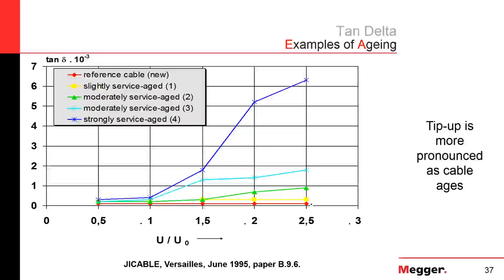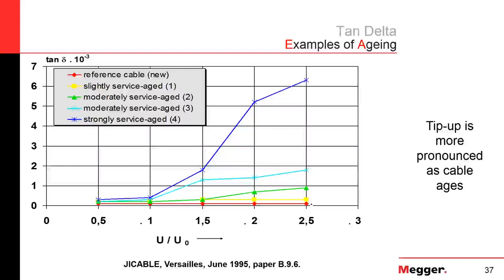So I have this example here of different aging conditions, and those of you with sharp eyes may have noticed that this chart goes out to 2.5 times rated voltage, where for the tan delta test, we actually stop at 1.5 times rated. That's just there so that we can see the effects at higher voltages. But what you see here is the red line across the bottom is a brand new cable, and that's a perfectly flat line. When we do tan delta testing on new cables, this is the result we very much expect. We expect it to tell us our new cables are new.